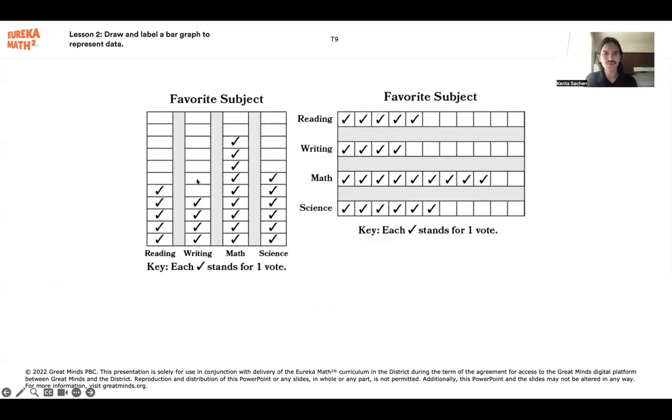Okay, now what do you notice about this new graph here? This still says favorite subject. I still see reading, writing, math, and science, but it looks a little different. What's so different about them? Yeah, it's kind of like sideways. Let's look at it like this, maybe. How can I tell that math is the most popular one here?